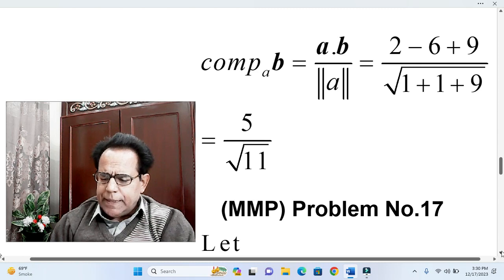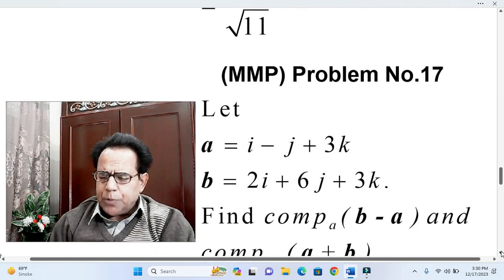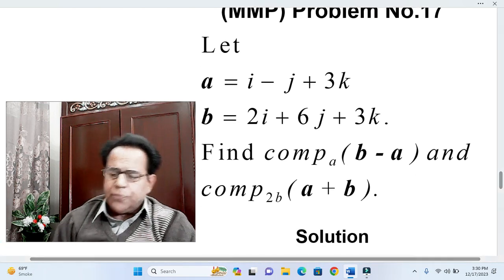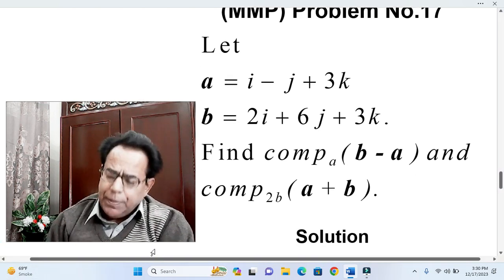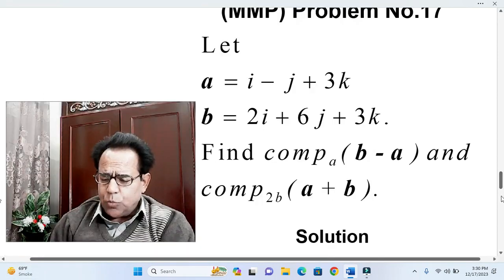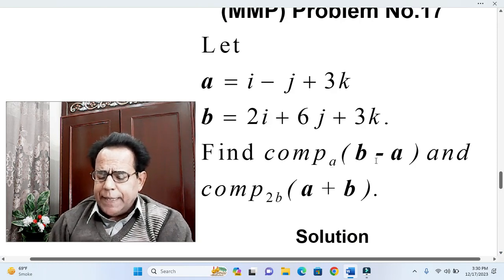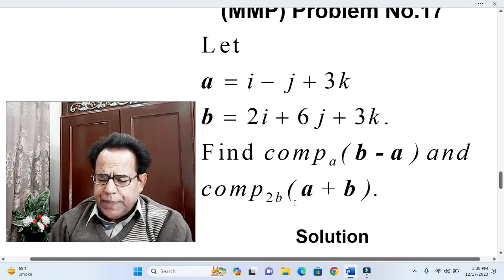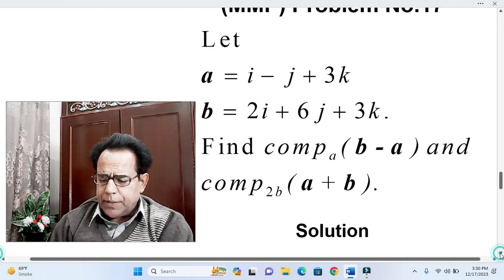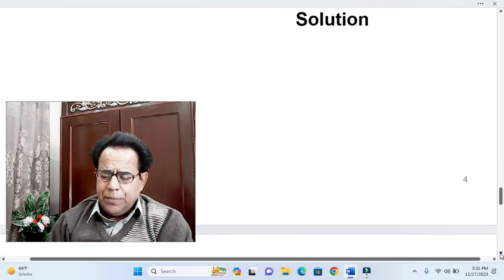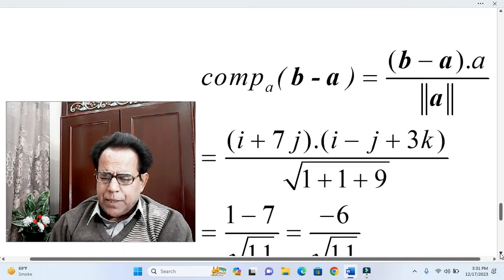Similarly is the third problem, that is problem number 17. Let A equal to this and B equal to this. Find component of A on B minus A and component of 2B on A plus B. Dear students, this is exactly same. The only difference is that here in place of B we are taking B minus A, and here similarly in place of B we are taking 2B and here A plus B. When method is understood, then problem becomes almost meaningless.